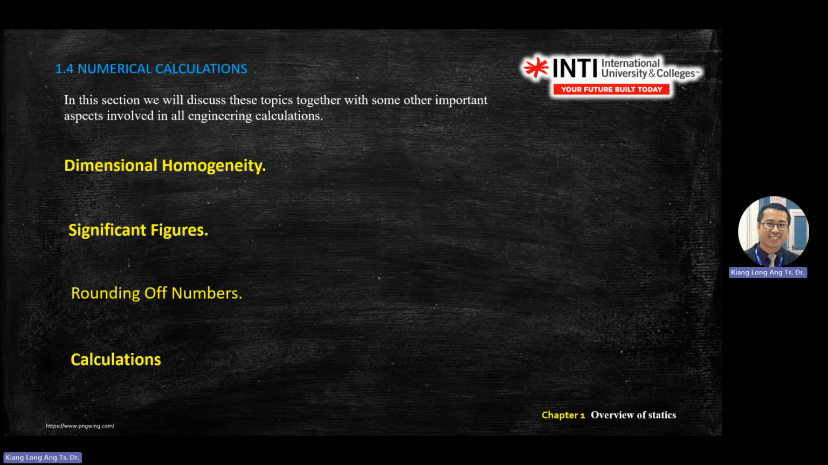Another thing that is important, for example, this one: dimensional homogeneous, significant figure, round off, calculation. So this is in your calculation, so try to adopt all these things. What I mean by dimension homogeneous is that you try to put them in the correct dimension.